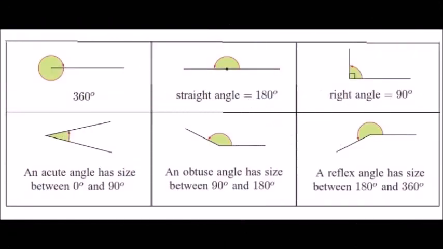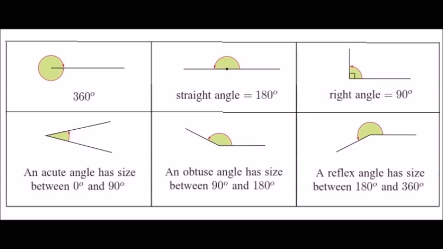Let's get to types of angles. The first angle on the left is 360 degrees, which is one complete turn. The second one is a straight angle, which is 180 degrees, and it is a half turn. And after a quarter of a turn, we get the right angle, which is 90 degrees.